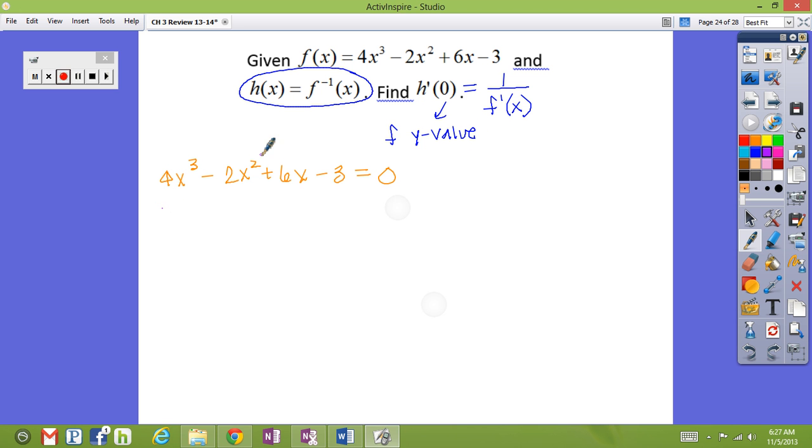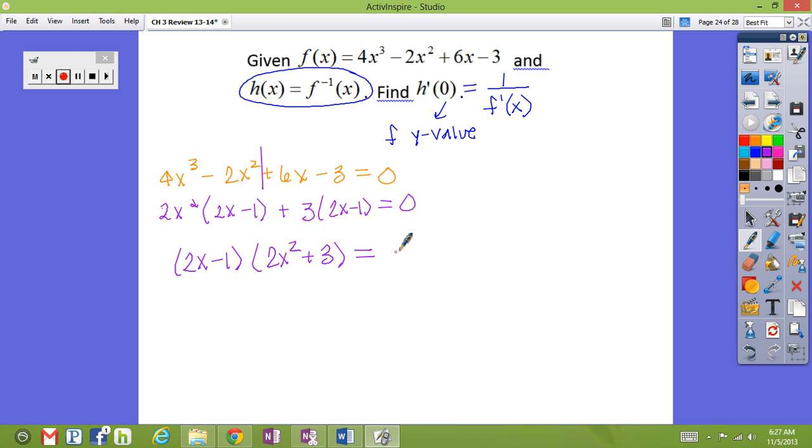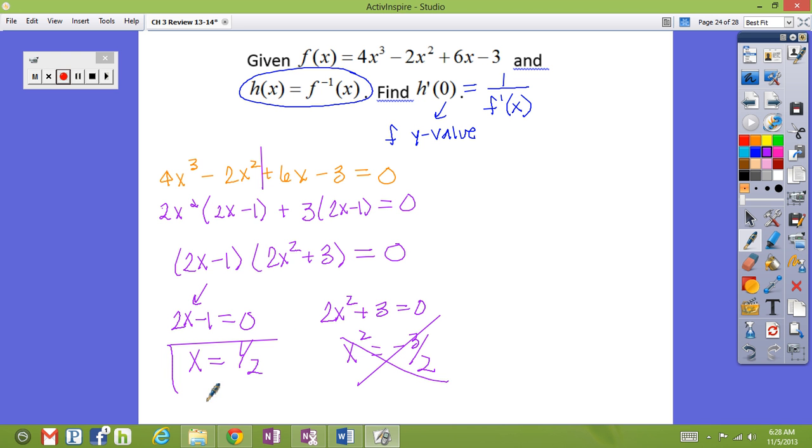So I'm going to factor by grouping here. 2x squared would be the biggest I could take out, and I get 2x minus 1. If I do 2x minus 1 here, I would have to factor out a positive 3 equals 0. Common factor is 2x minus 1. Leftover terms are 2x squared plus 3. And so I get 2x minus 1 equals 0, and 2x squared plus 3 equals 0. I get x equals positive 1/2, and I get x squared equals negative 3/2. This one can't be solved for real values, so this is the only value I can use.